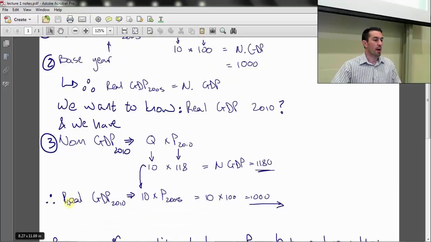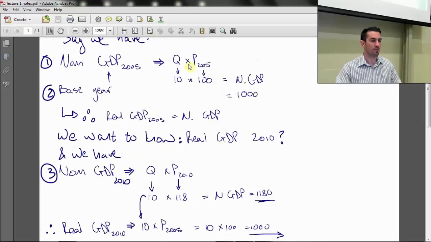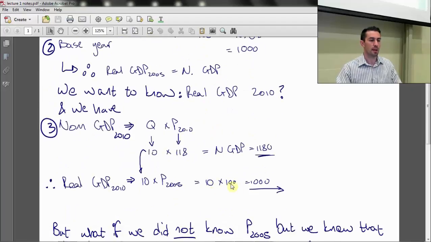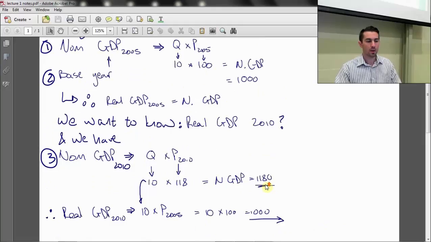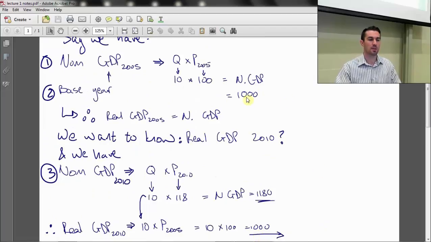If we wanted to work out real GDP, what that means is, what is the value of GDP sold in 2010 if we were using 2005 prices? So we take the quantity in 2010, which happens to be 10, multiply it by the prices in 2005, and aggregate price level in 2005 was 100. So we've got 10 times 100 equals 1,000. Okay, so our real GDP in 2010 is 1,000. Our real GDP in 2005 was 1,000.